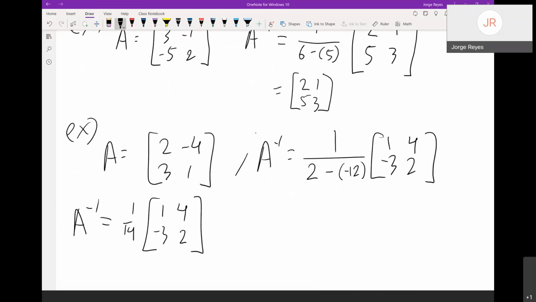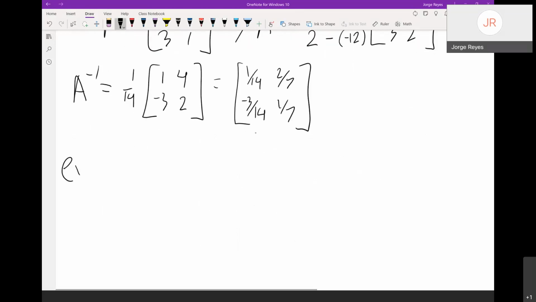Or, if you want to put the 14 inside, 1/14, 2 over 7, -3 over 14, and 1 over 7. All right, and then one more.